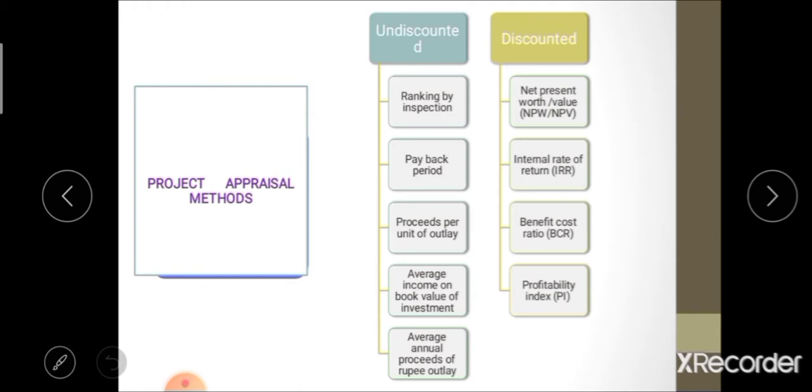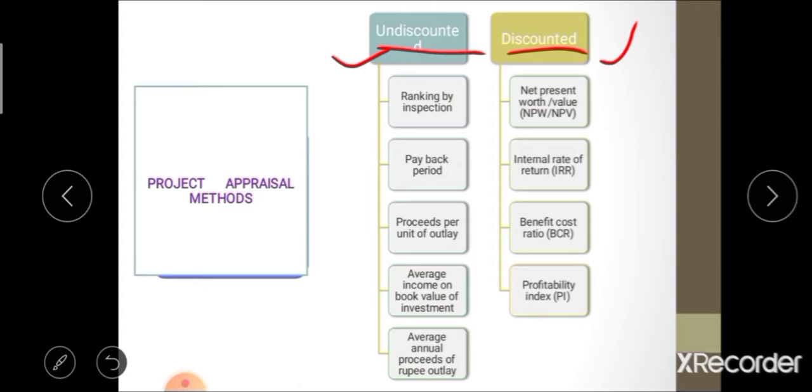So first of all, we study different types of project appraisal methods. There are two major types of project appraisal methods. The first one is undiscounted measures and the second one is discounted measures of project appraisal. In case of undiscounted methods of project appraisal, time value of money is not considered while calculation of project. Whereas in case of discounted measures of project appraisal, time value of money is considered while calculation.